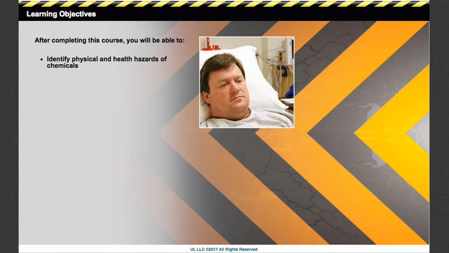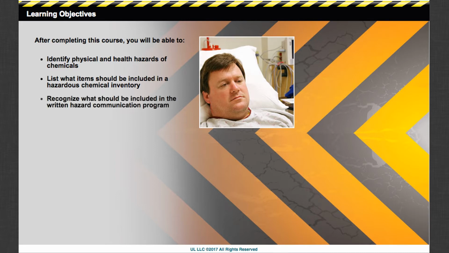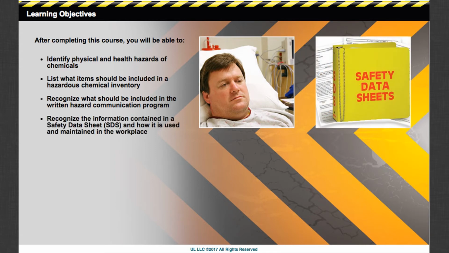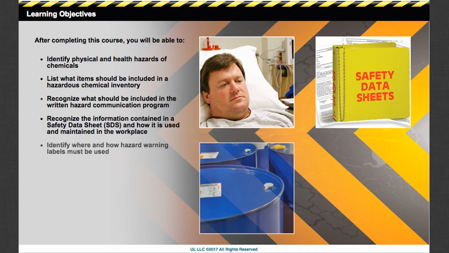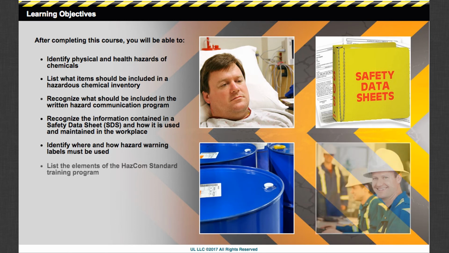Identify physical and health hazards of chemicals. List what items should be included in a hazardous chemical inventory. Recognize what should be included in the written hazard communication program. Recognize the information contained in a safety data sheet, or SDS, and how it is used and maintained in the workplace. Identify where and how hazard warning labels must be used. And list the elements of the HAZCOM standard training program.